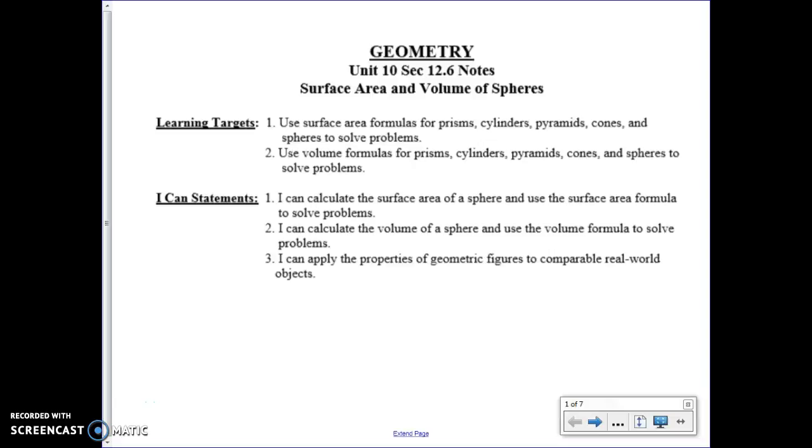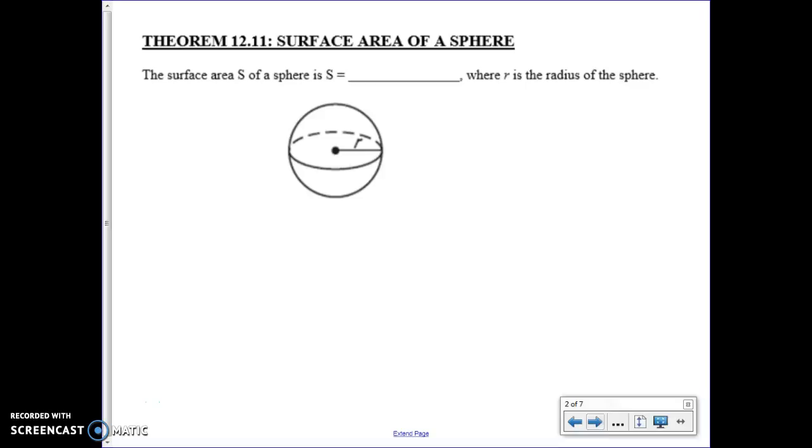Alright guys, we have made it to our final lesson. So 12.6 is over surface area and volume of spheres. We're going to cover it all at once. So surface area of a sphere is 4 pi r squared, where r is the radius of the sphere.